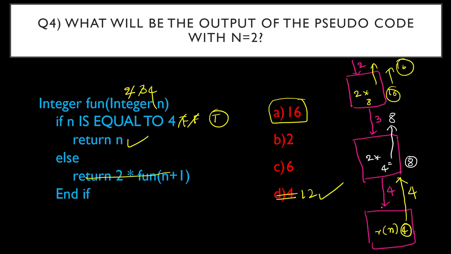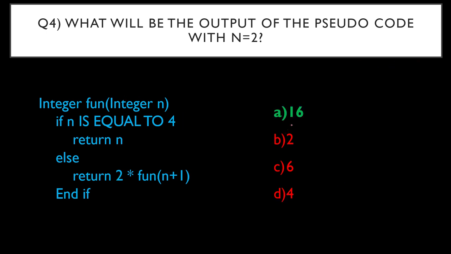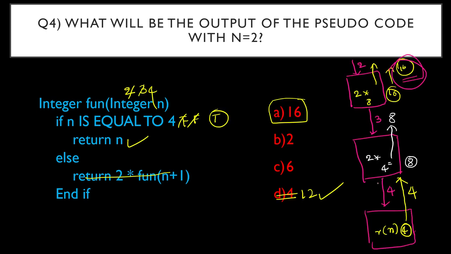This was a simple mistake. Don't make such mistakes in your examination. Be very, very careful. You should learn from others' mistakes. You should learn from my mistake. So don't make these silly mistakes. So the output we are going to get is 16. That is option A. 16 is the correct answer. So this is how you have to draw things and solve these recursion problems.